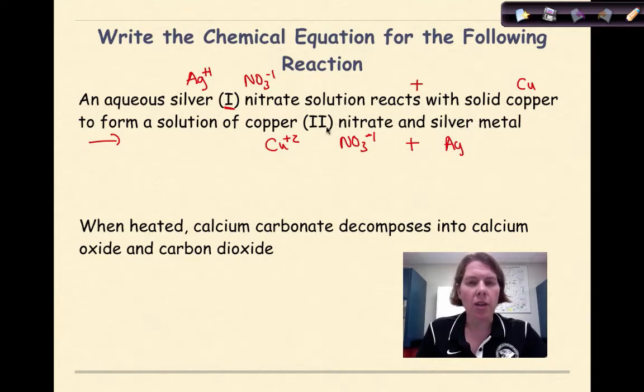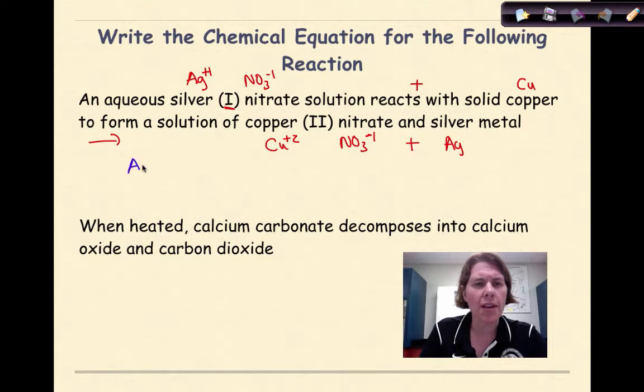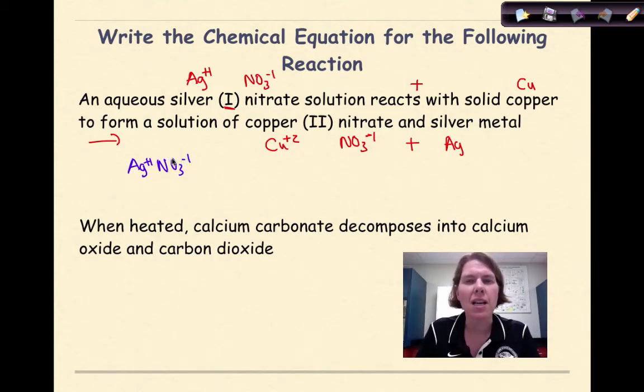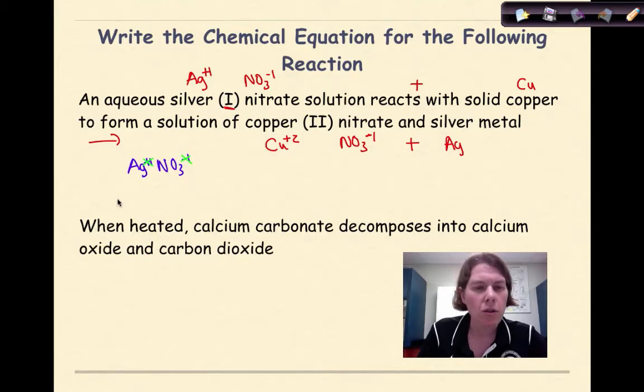Now that I have all this information, I'm actually going to put it together in a chemical equation. I'm going to recopy Ag plus 1 and NO3 minus 1 because I want to take the time to make sure that I write these correctly. So Ag plus 1, NO3 minus 1, I know that the plus 1 and the minus 1 are going to cancel each other out. So that's going to be AgNO3 for my formula. Plus, there's my plus right there, and then solid copper, so it's just going to be Cu, my arrow, and then I'm back to looking at my next formula.